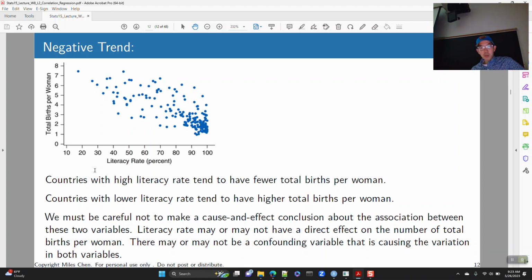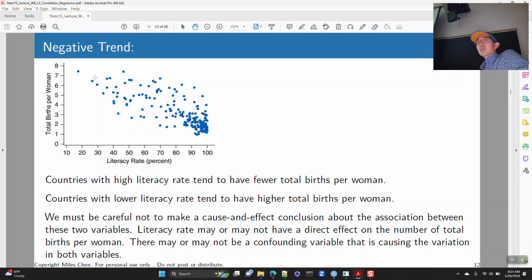Here's a negative relationship, okay? Large values of X have smaller values of Y. Smaller values of X have larger values of Y. This was looking at several countries at different points in time, and this is a measure of fertility, total births per woman. We see a negative trend. In countries that have higher literacy rate, there tend to be fewer total births per woman. Countries with lower literacy rate tend to have higher total births per woman.